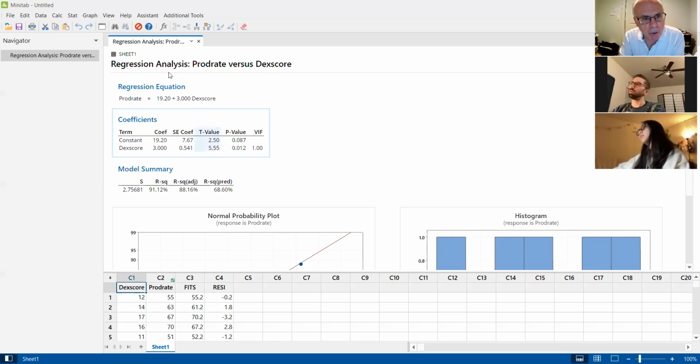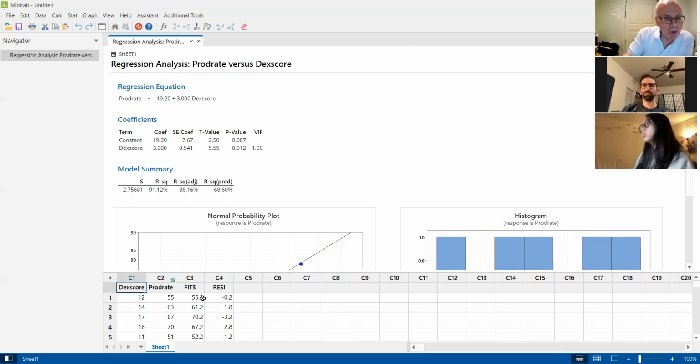Now, what's the regression equation? This is the one up here, right? This is what's in the book, right? This is your slope 3 and your y-intercept 19.2. So if you plugged in 12 into this equation, you get 36 plus 19.20, which is 55.2, and you can see that's what shows up here under fits. See it? So the fits are the y hats.